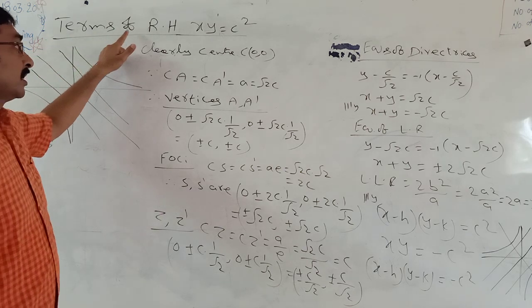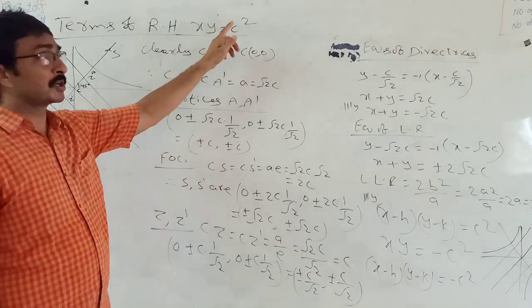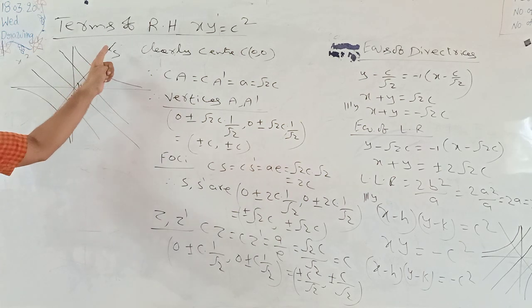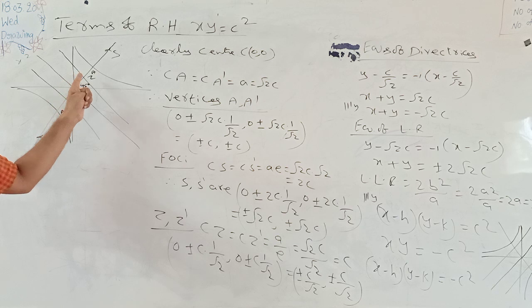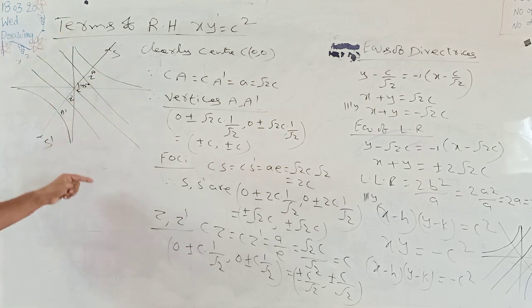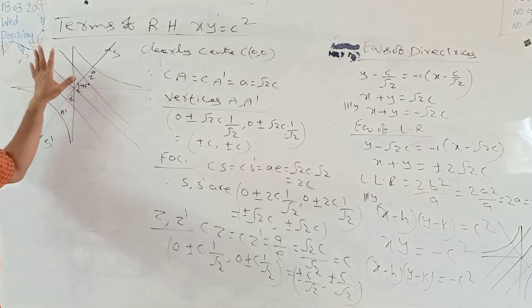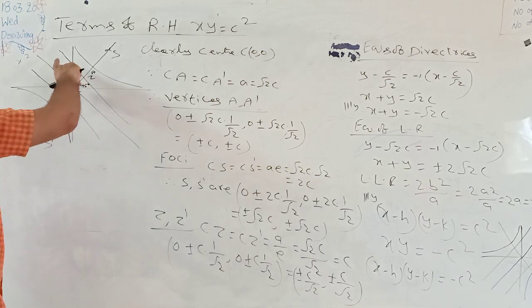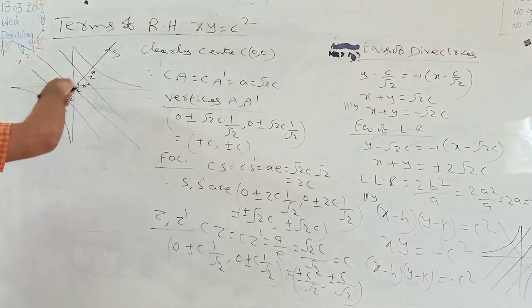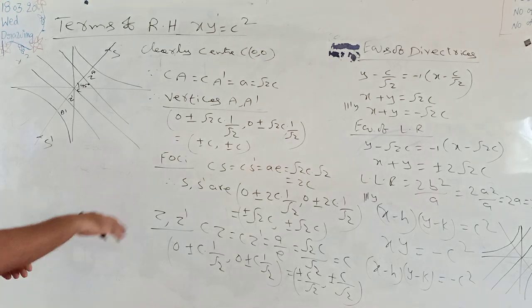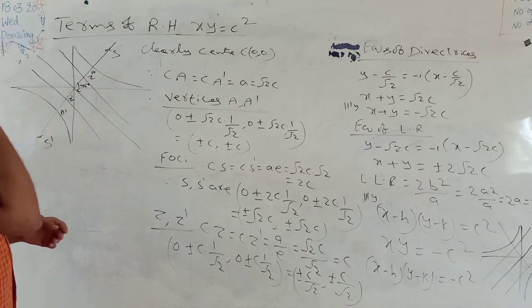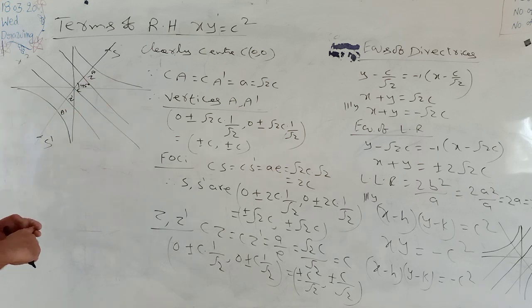See, the terms of the rectangular hyperbola xy equal to c square: center, vertices, foci, Z and Z dash, equation of directrices, equation of latus rectum, and length of latus rectum. See the diagram of xy equal to c square. Don't learn all these by heart; just practice after completing this one, don't memorize them.